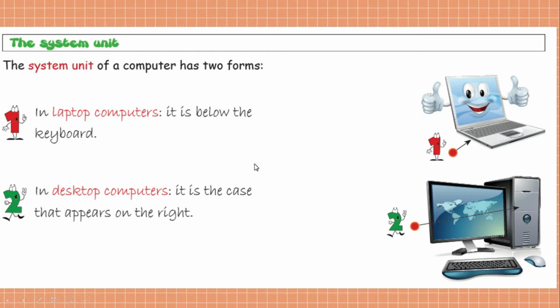Look here, this is the laptop, and here we have the desktop. Where is the system unit in the desktop? Of course, in the desktop, this is the system unit. We call it system unit or CPU or computer case. It has a lot of names.